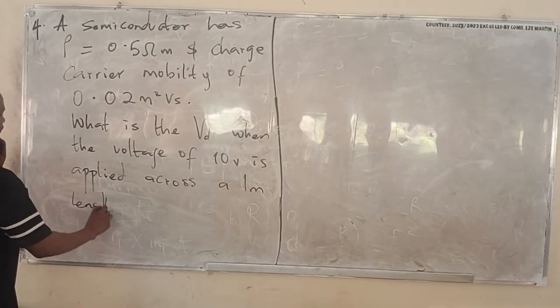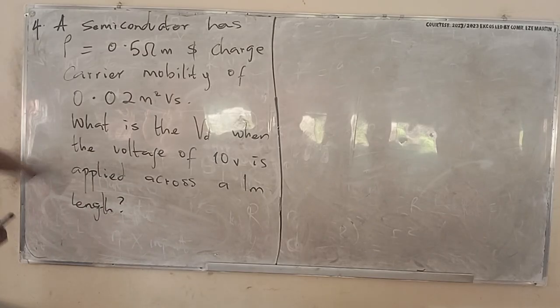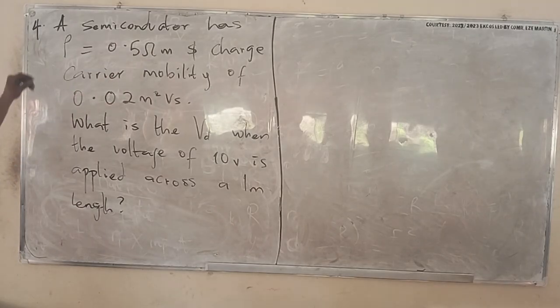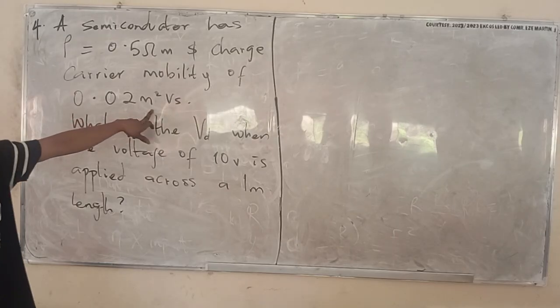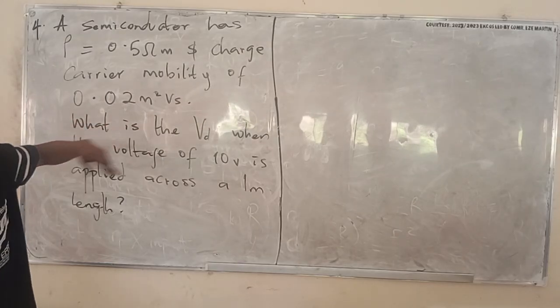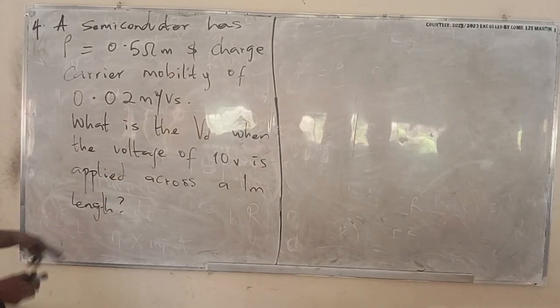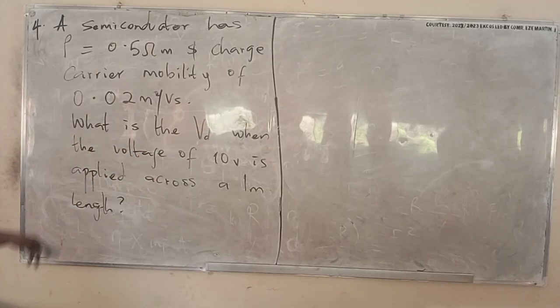Please let me read it so you check if what I have is what you have. A semiconductor has resistivity 0.5 ohm meter. That's the unit of resistivity, while that of conductivity is ohm per meter. And charge carrier mobility of 0.02 meter squared per volt second. What is the drift velocity of the charge carriers when a voltage of 10 volts is applied across a 1 meter length? Okay, thank you.